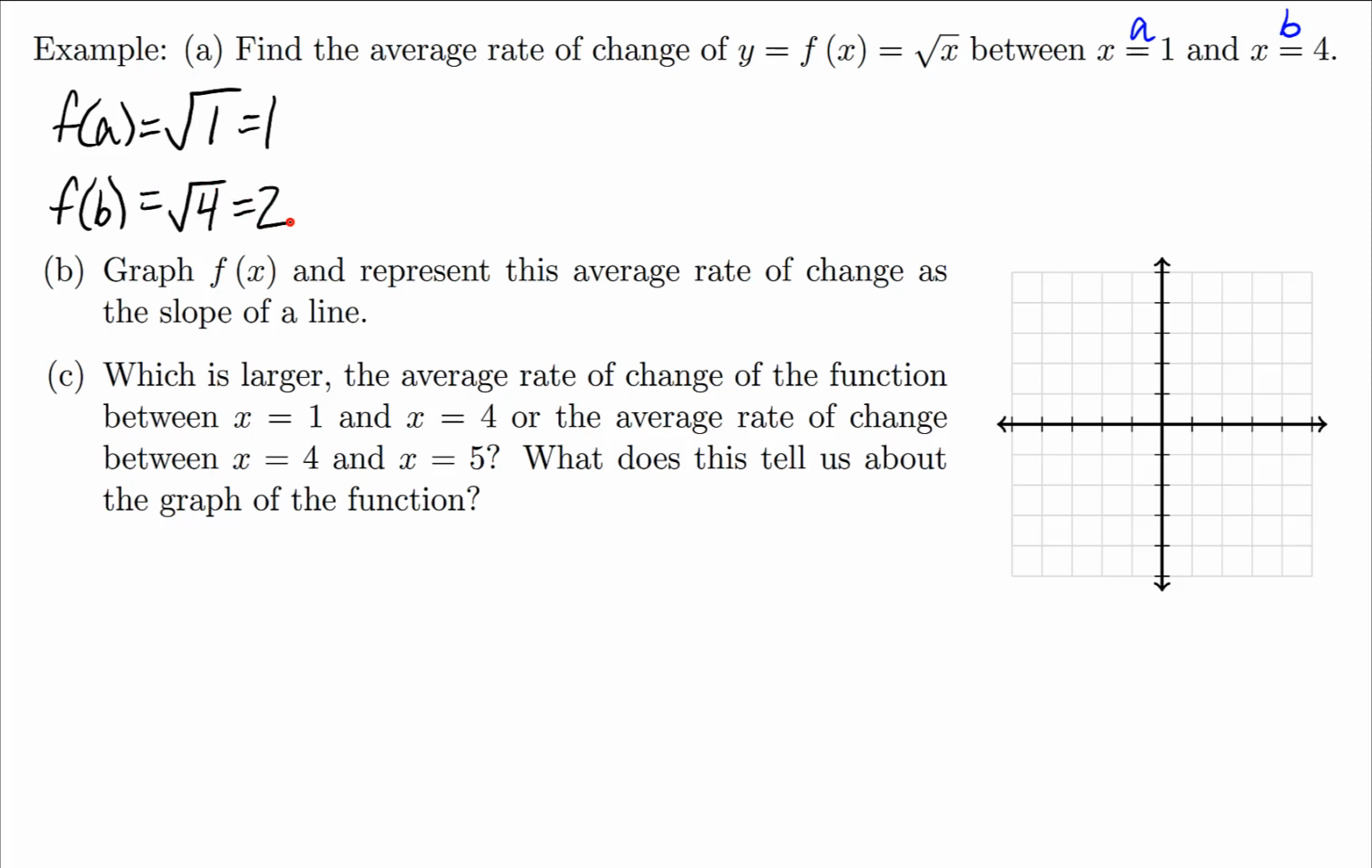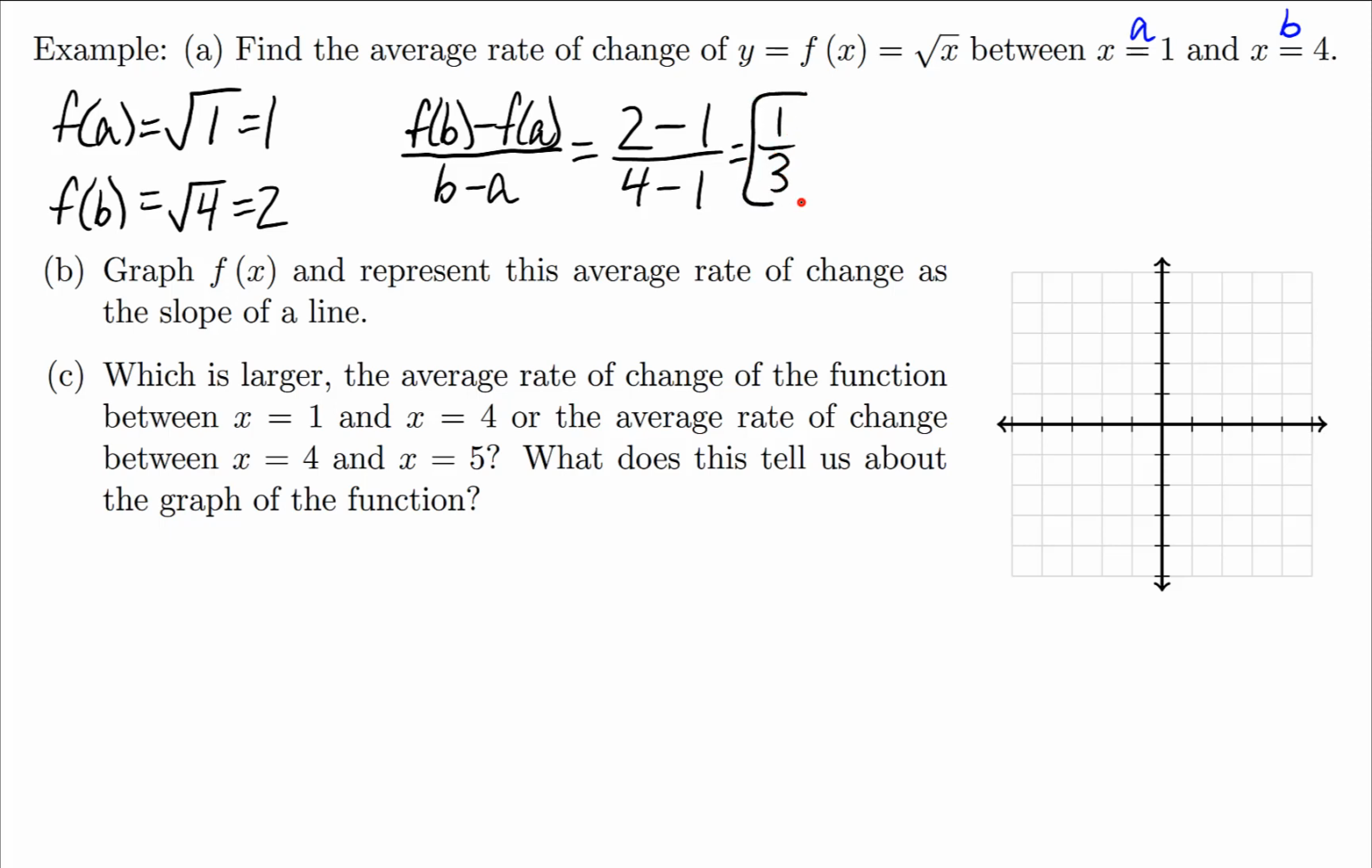And now I can plug that into the average rate of change formula. F of B was 2, F of A was 1, B was 4, and A was 1. That gives us 1/3 as the average rate of change.